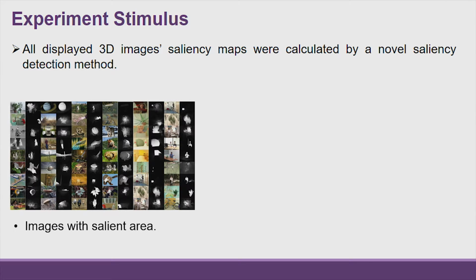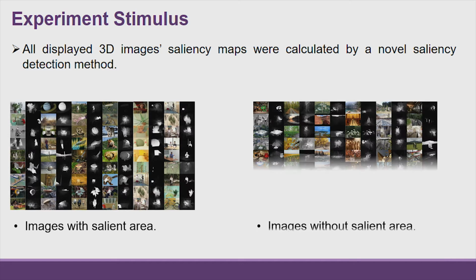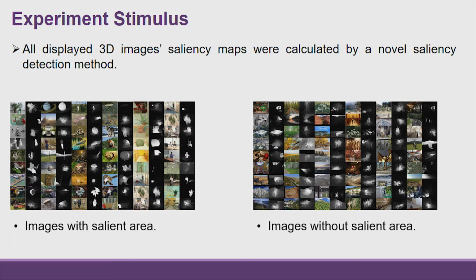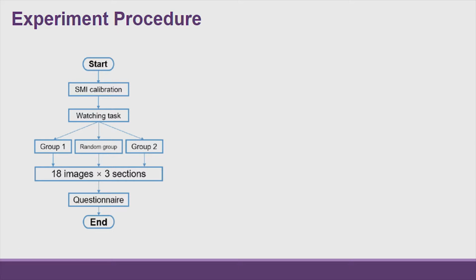This figure shows all images with salient area and their corresponding saliency maps. And this figure contains all images without salient area and their corresponding saliency maps. However, because of the limitations of the saliency detection method, for some images, the saliency maps do not look very good. And this is our procedure.